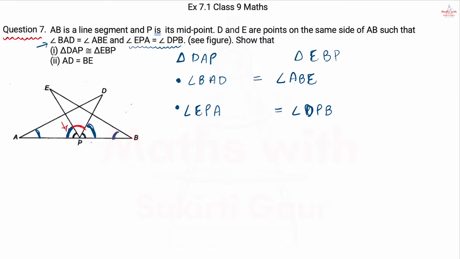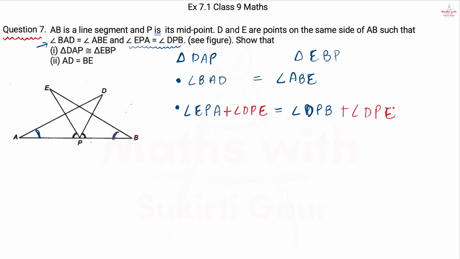If I add angle DPE, this part, to it, and also add this angle DPE on the other side with DPB, very carefully be with me here. We have been given DPB on the other side. If I add angle DPE with this one, we will be getting this whole angle, which is EPB. So let me write here angle DPE.